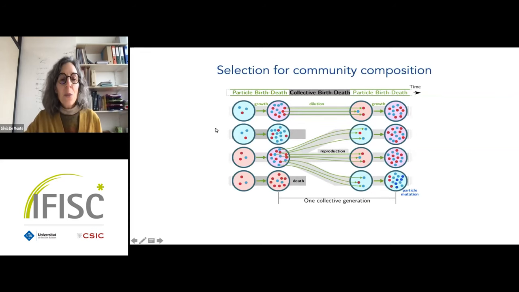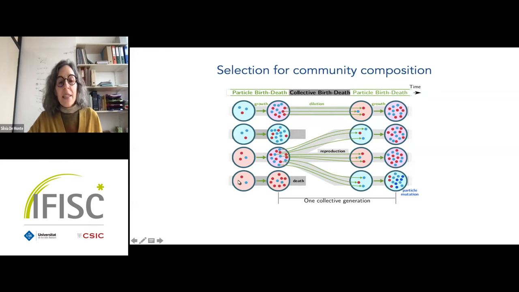So let's say we start from a population of collectives, and here the collectives are the circles. And each of these collectives contains particles that are just of two types. They're the red type and the blue type. And these two types are not identical. They have some differences in their demographic parameters. Typically, you will have that one grows faster than the other one.